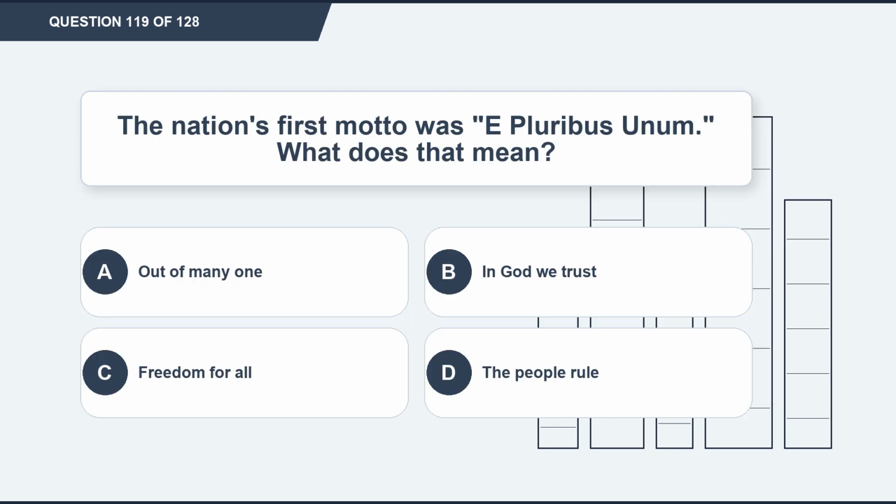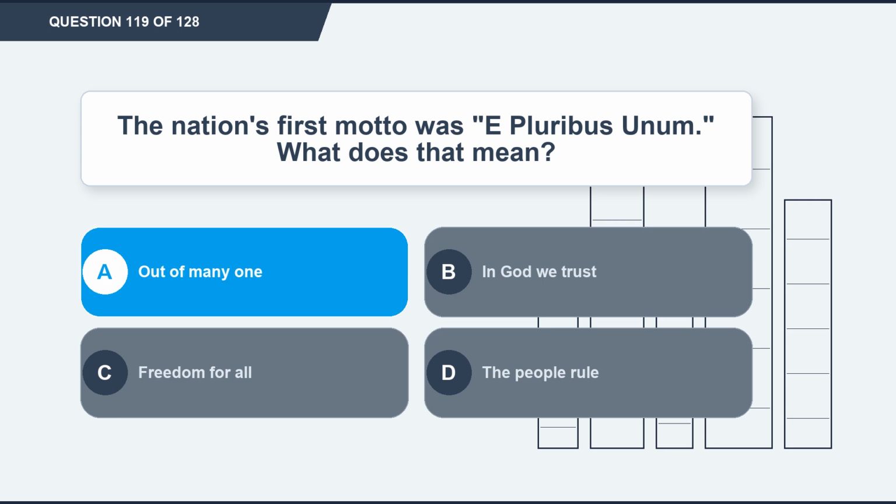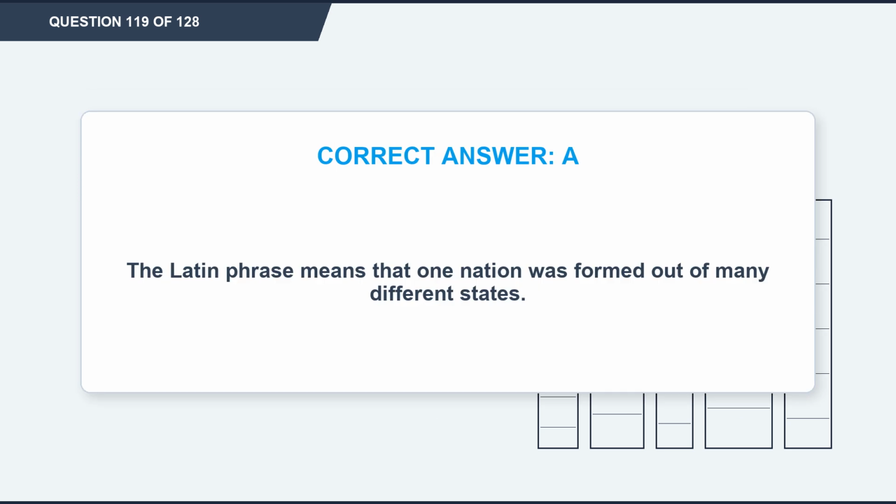Question 119. The nation's first motto was E pluribus unum. What does that mean? Option A, out of many one. Option B, in God we trust. Option C, freedom for all. Option D, the people rule. The correct answer is option A, out of many one. Explanation. The Latin phrase means that one nation was formed out of many different states.